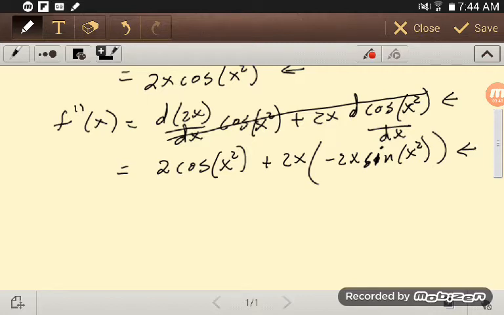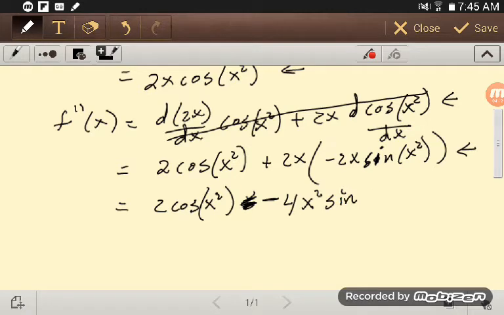And so then, again, you ought to simplify this a little bit. I mean, you don't have to do a great deal. Well, I put a plus, and you could put a plus minus, and then a negative 4, but probably it'd just be better to go with minus 4x squared sine of x squared.